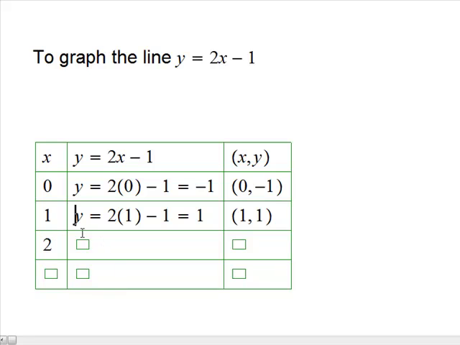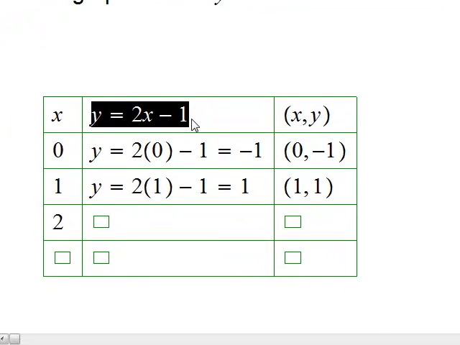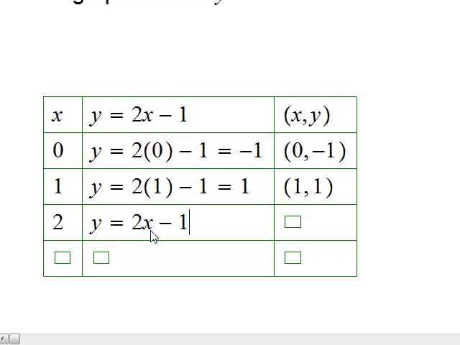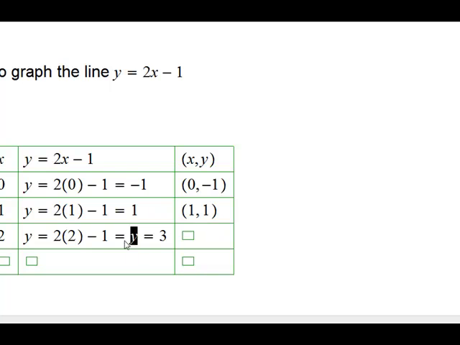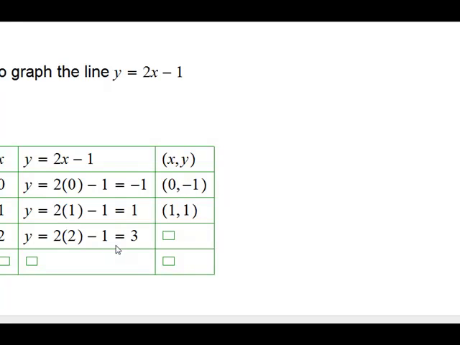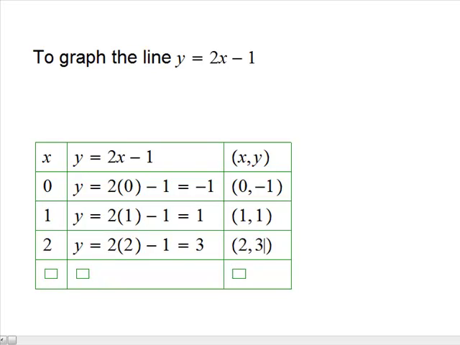Now we are going to go ahead and put 2 in there. When we substitute a 2, what do we get? We get y equals 3, because 4 minus 1 is 3, and that gives us (2, 3) as the coordinates of another point on this line.